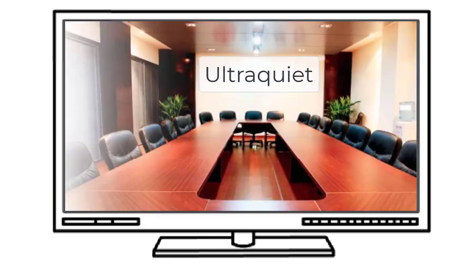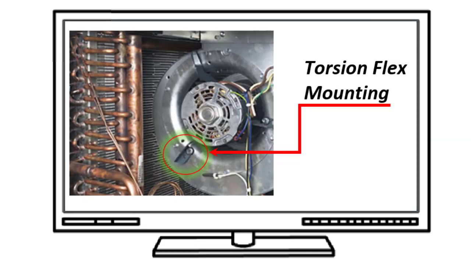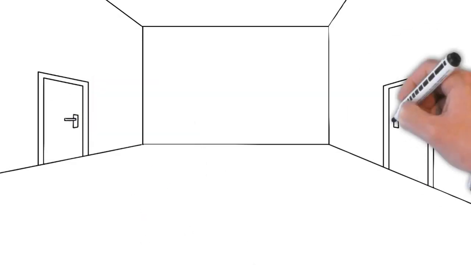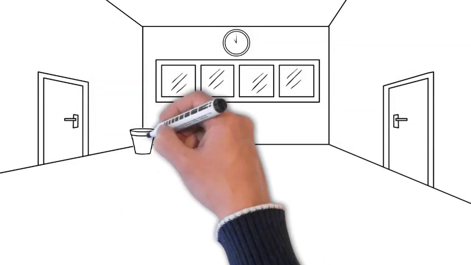As for ultra quiet, our commercial water source heat pumps are purpose-built with floating double isolation mounts for the compressors and torsion mounting systems for the blower fans, and are already extremely quiet for almost any application. Still, for those decibel-sensitive applications requiring the next level of sound performance, utilize the ultra-quiet option.